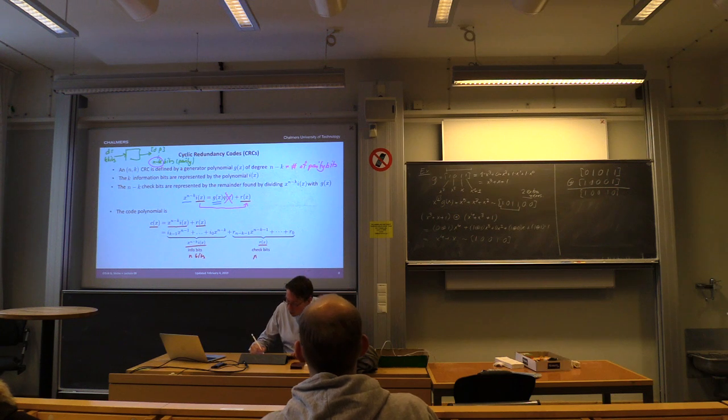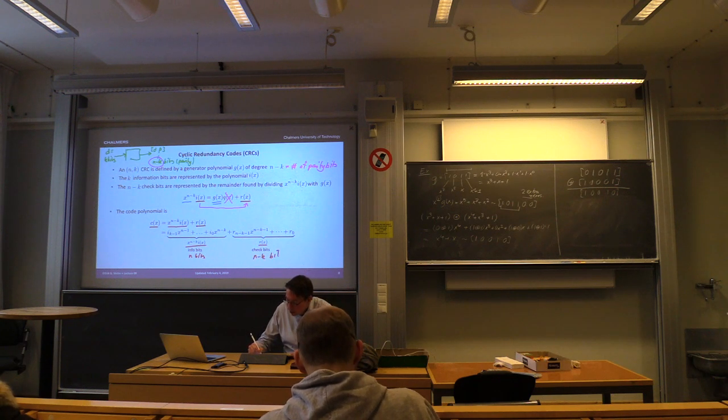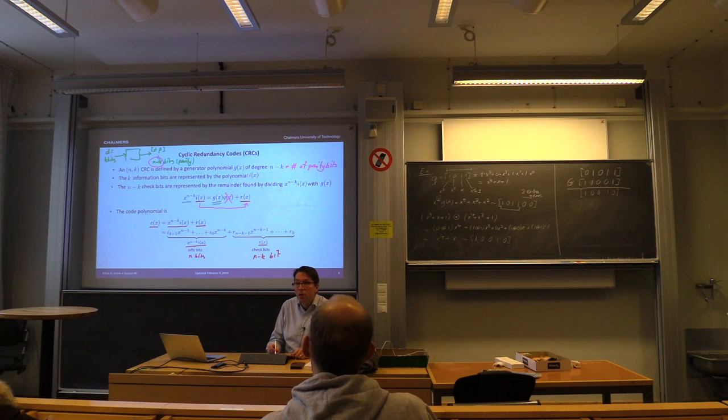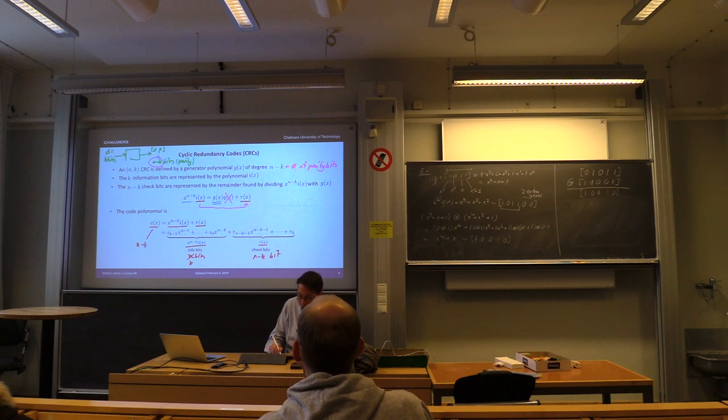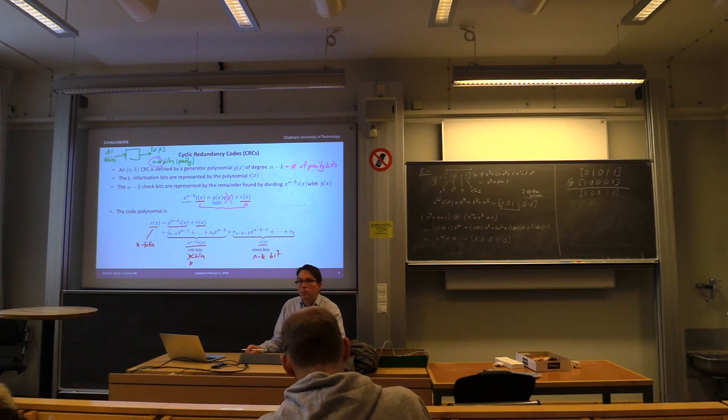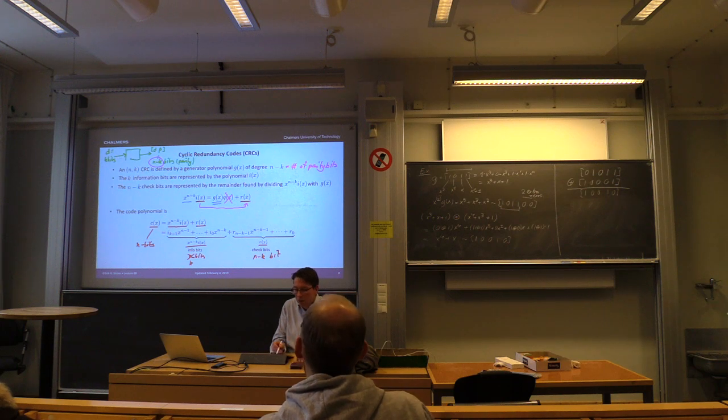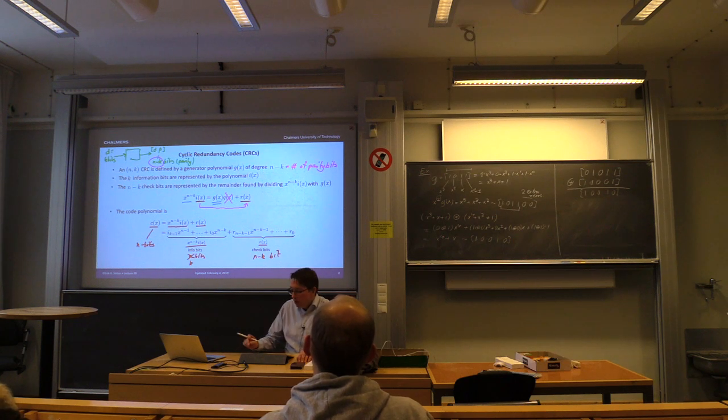Okay, so it's n minus k check bits. Should there be n information bits? Of course not. It should be k bits. And the code polynomial should represent n bits. K bits in, n bits out, and the parity bits are n minus k bits. Okay. Shall we go on?